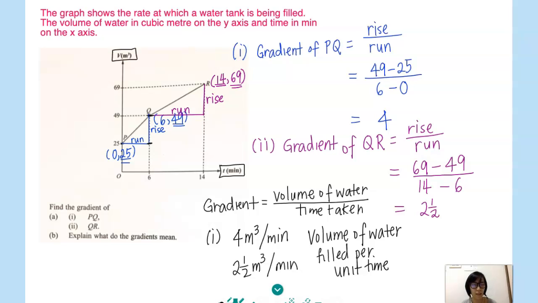So in this case, with just one look at the graph, you have an idea. You can see from the gradient that PQ is steeper and QR is gentler. So we can tell that water is filling fast at first and a bit slower later. So this is sometimes how we use graphs to interpret, and it has a meaning to it.